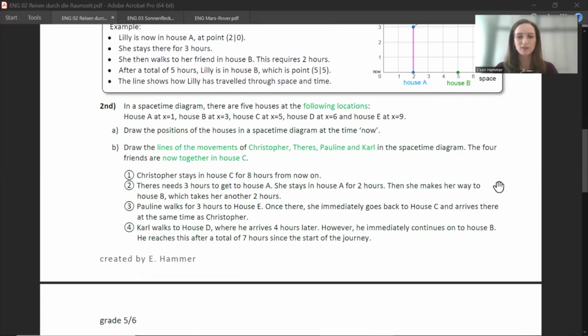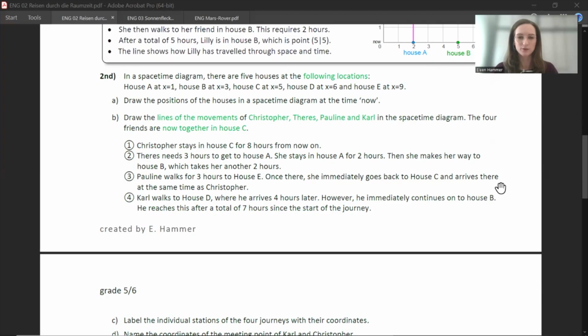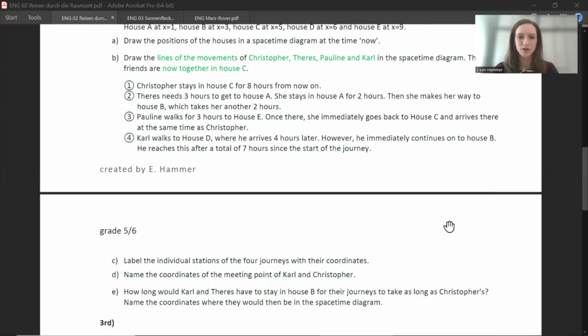So the exercise that goes with it, the task that goes with it, is we basically have a story here. We have locations given, and we have 4 friends. They're all together in house C now, and they have different journeys, and at the end some of them meet up, and the kids are supposed to draw it in the coordinate system.